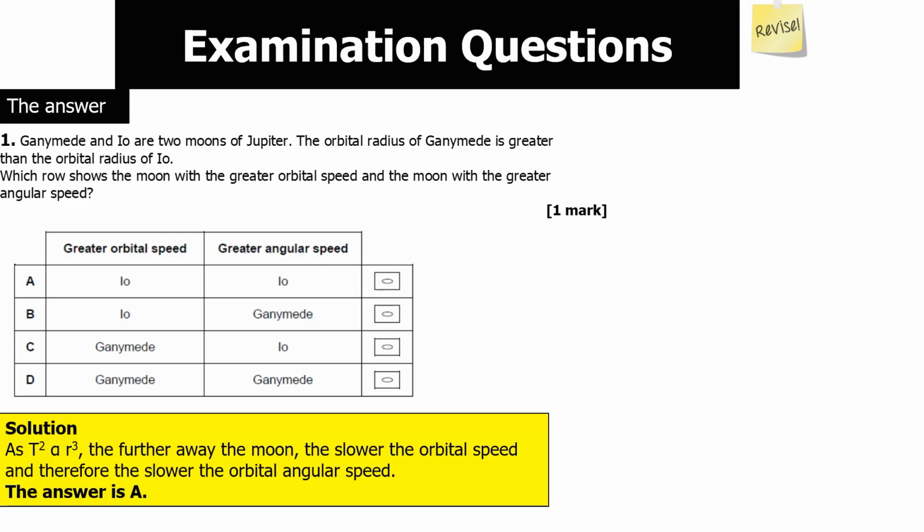Right, so how do you answer this question? As we mentioned before, T squared is directly proportional to r cubed in Kepler's law of orbits. So the further away the moon is, the slower the orbital speed it will have, because the time it takes to orbit will be longer. So therefore, the slower the orbital angular speed, so our answer is going to be A.